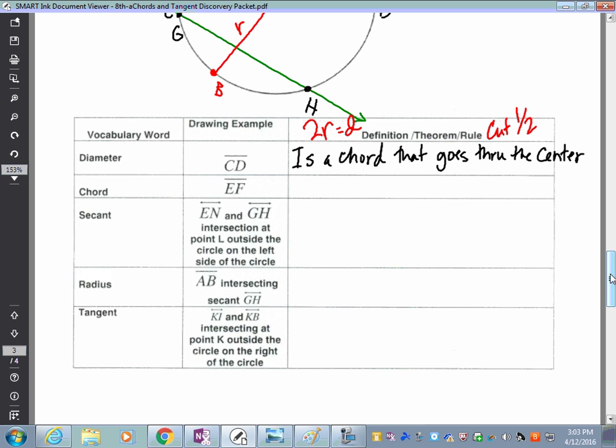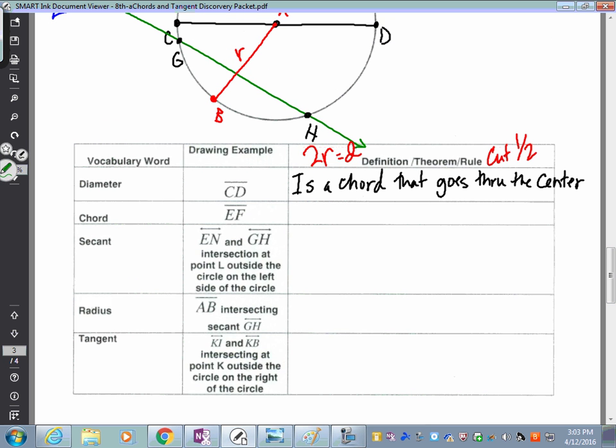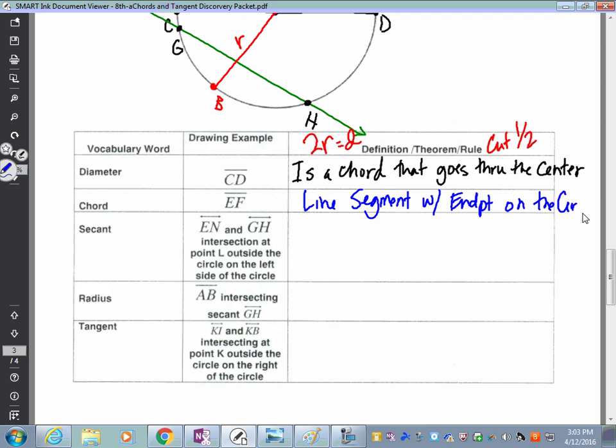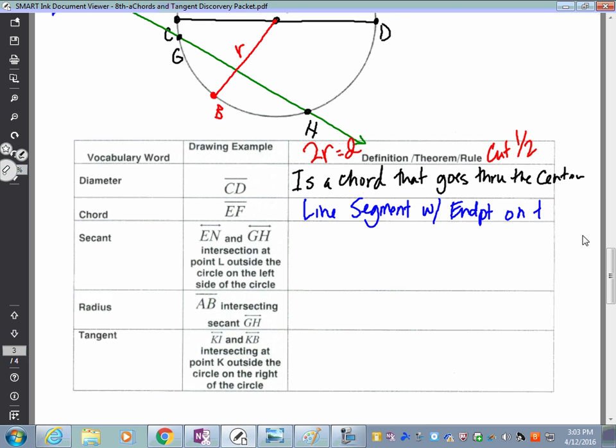Now, our chord, which was our blue segment, is just a line segment with endpoints on the circle. And I ran out of room, so I'm going to put a circle with the dot in it. That's the symbol for circle. So on the circle. All right, so chord does not have to be through the center. Diameter does. Chord just has to have the endpoints on the circle. So add that in your table.